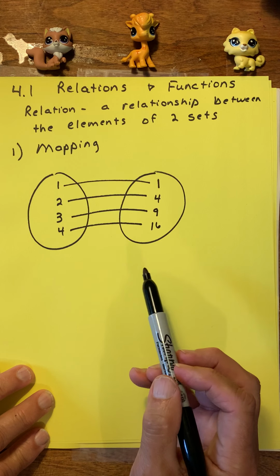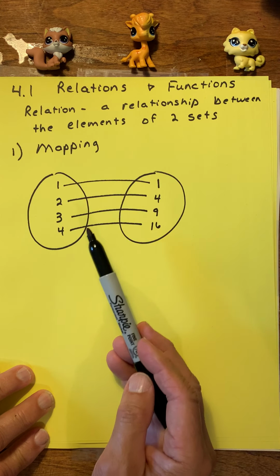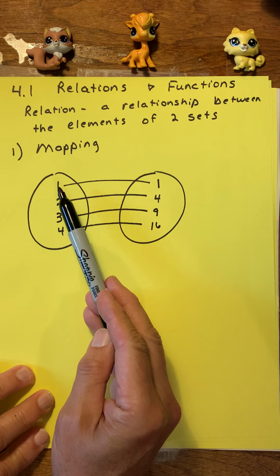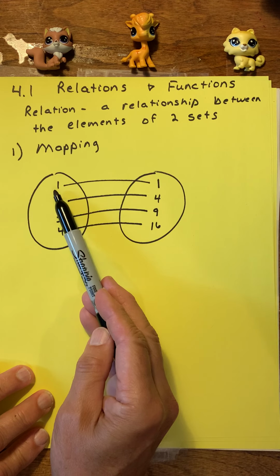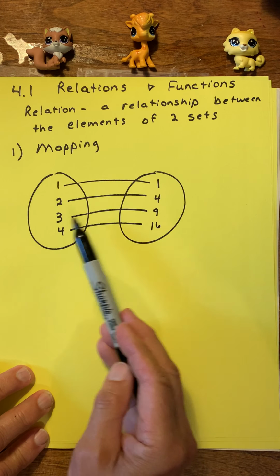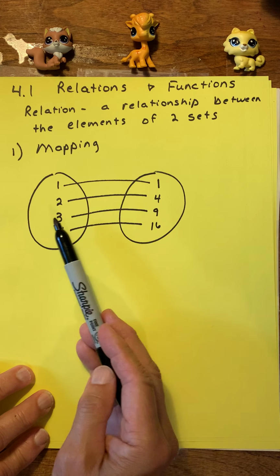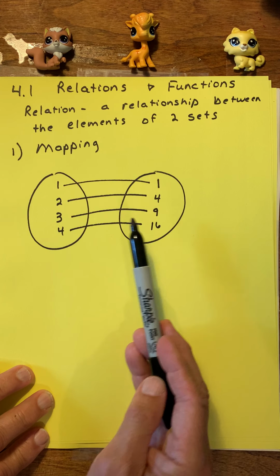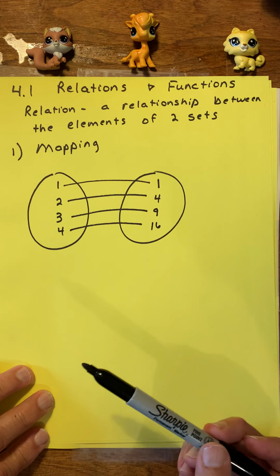Some of you can probably even tell what the relationship is. It's specific. I'm simply squaring the first element to get the second element. 1 squared is 1, 2 squared is 4, etc. But it doesn't matter. This is still just a relationship between elements in one set and elements in another.